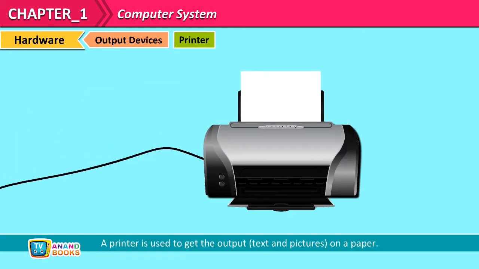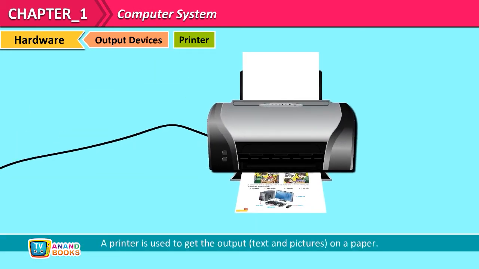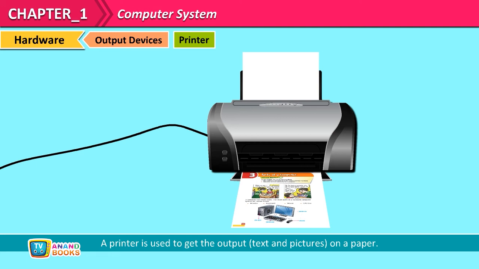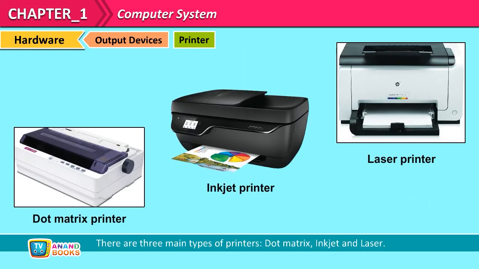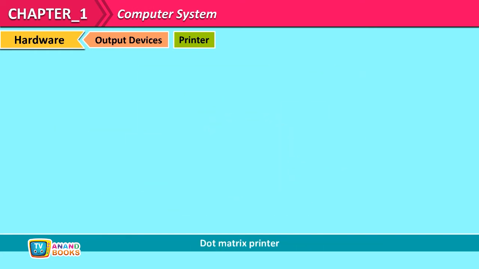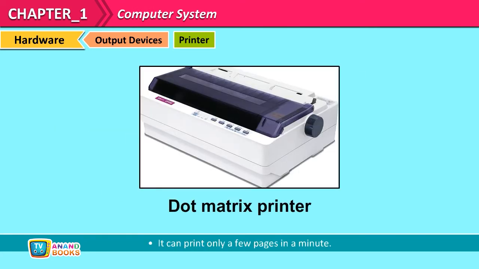Printer. A printer is used to get the output, text and pictures, on paper. The printed copy is called the hard copy. There are three main types of printers: dot matrix, inkjet, and laser. Dot matrix printer. It can print only a few pages in a minute. It is one of the earliest printers and creates a lot of noise.